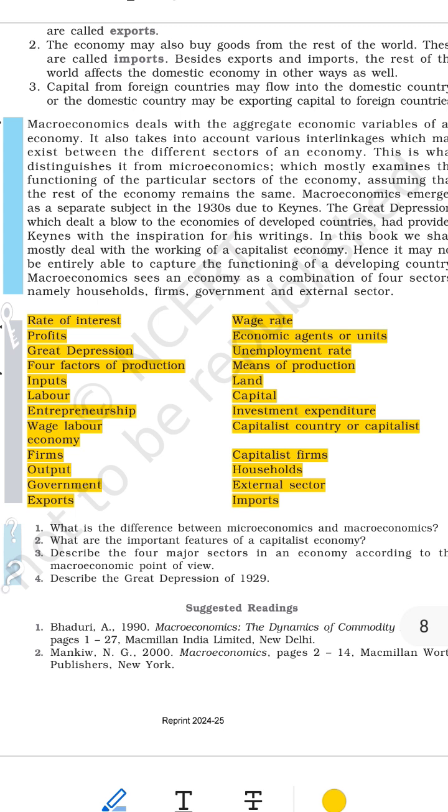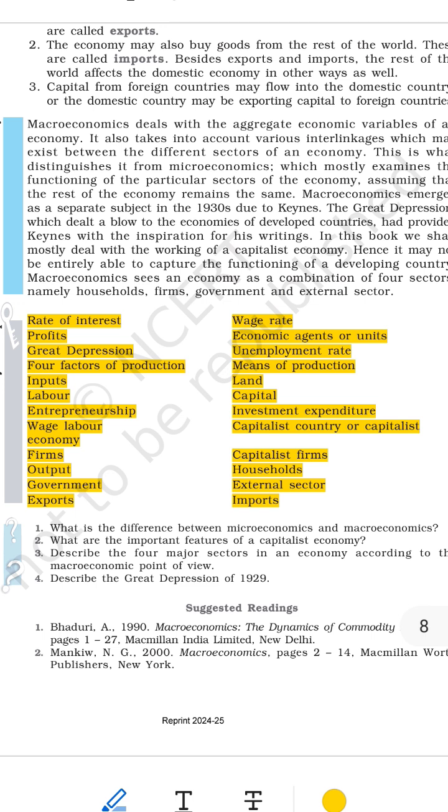Great Depression: the Great Depression refers to the severe worldwide economic crisis that started in 1929 and lasted till the late 1930s, leading to widespread unemployment and fall in production. Unemployment rate: the unemployment rate is the percentage of people in the labour force who are willing to work at the existing wage rate but are not employed.